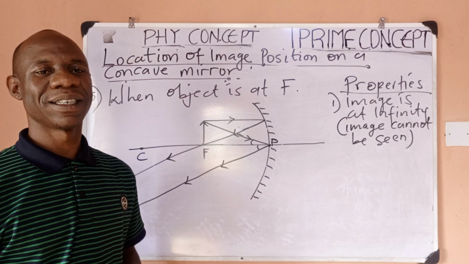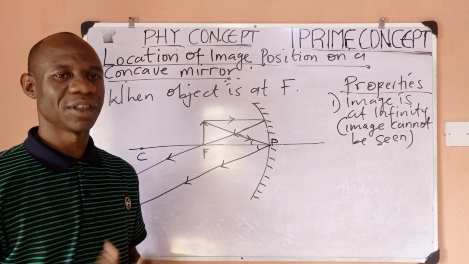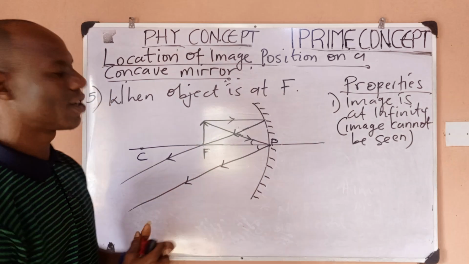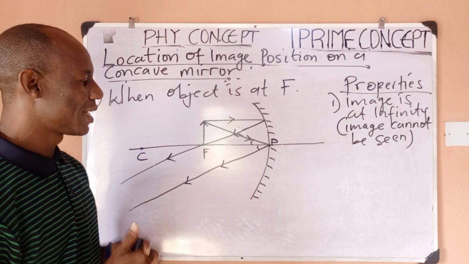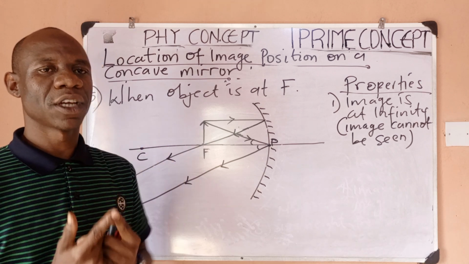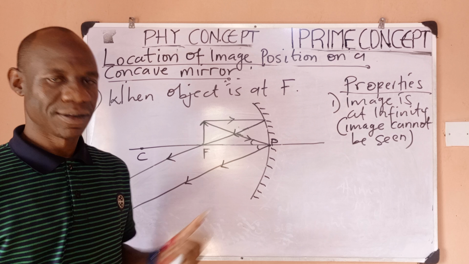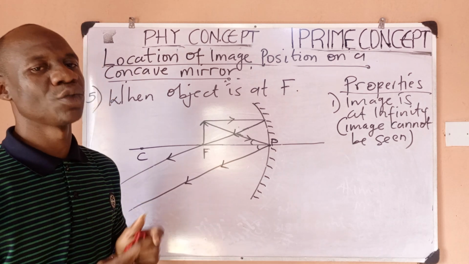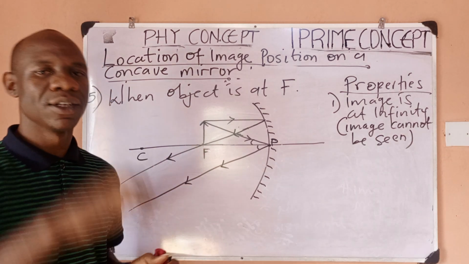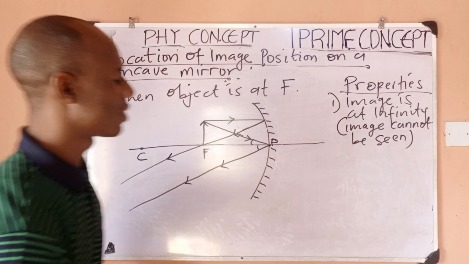Now, an exam question would come this way, for those of you preparing for your SAT exam, those of you preparing for your university exams. They will say, at what point will an object be placed in front of a concave mirror so that the image cannot be seen? Very correct. The object should be placed at the focal point so that the image of the object cannot be seen. So you would see questions like that.